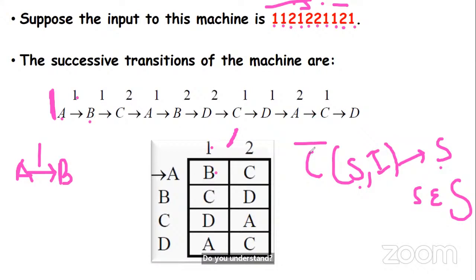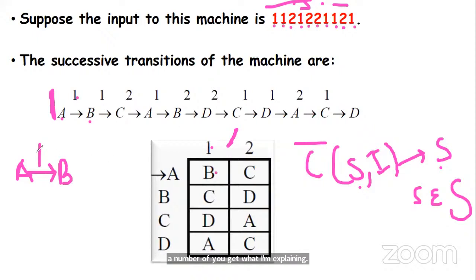Do you understand up to this point before I move forward? Okay, thank you. So the feedback I'm having is that a number of you get what I'm explaining. All right, so going forward.